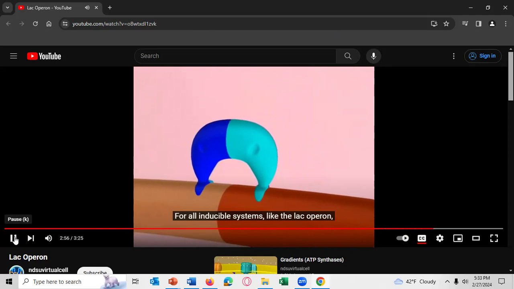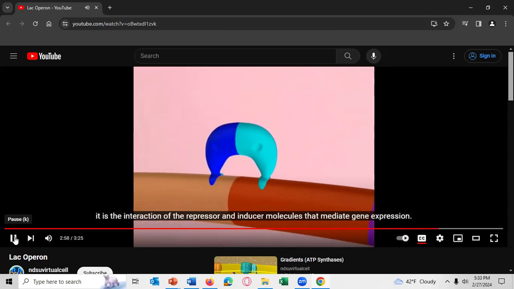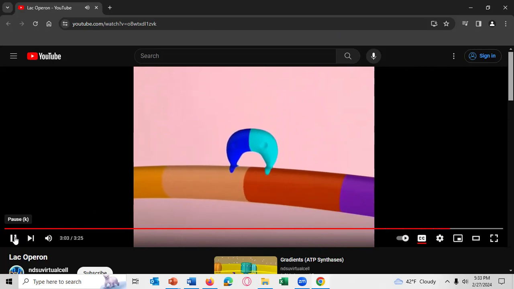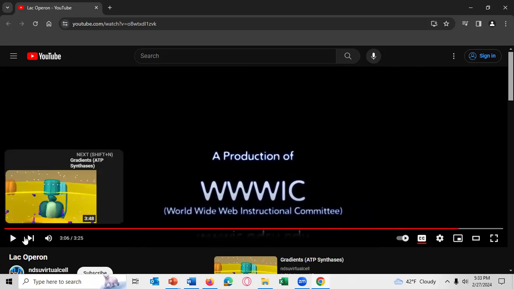For all inducible systems like the lac operon, it is the interaction of the repressor and inducer molecules that mediates gene expression. All right, any questions about that video?